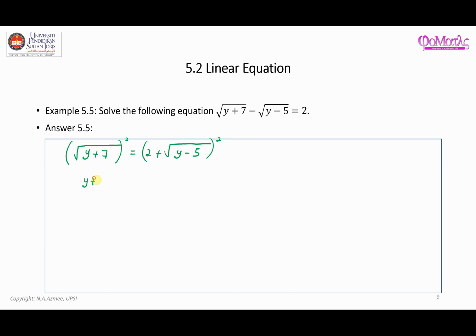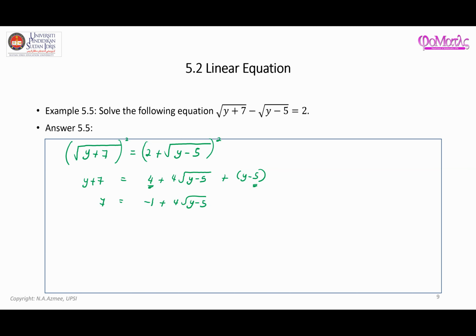It becomes y + 7, and the right side will have to be expanded as usual: 2 to the power of 2 is 4, plus 4 times the square root of (y - 5), plus (y - 5). Now it can be further simplified as 7 is equal to 4 - 5, which is -1, plus 4 times the square root of (y - 5).